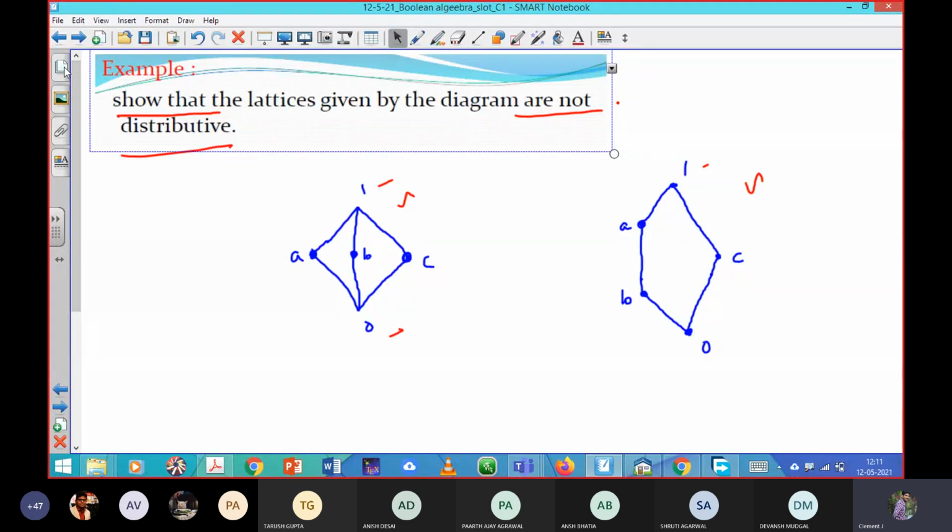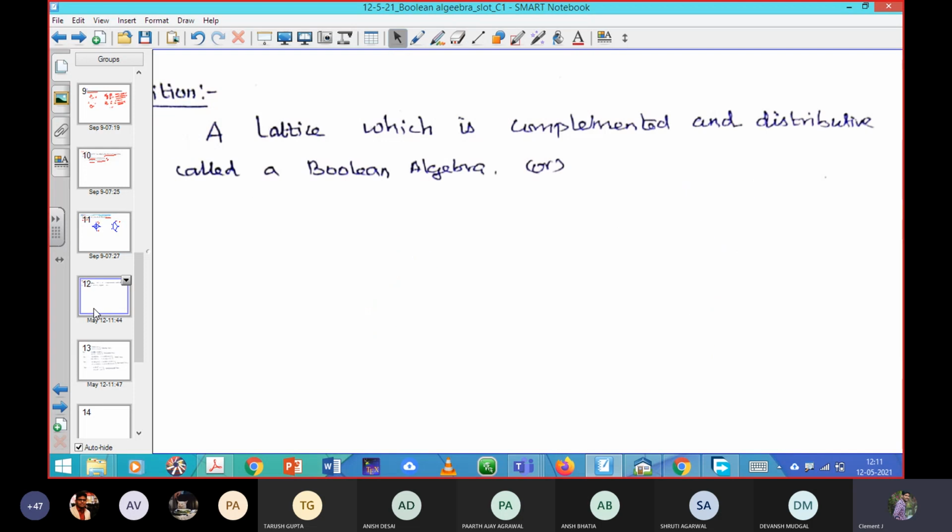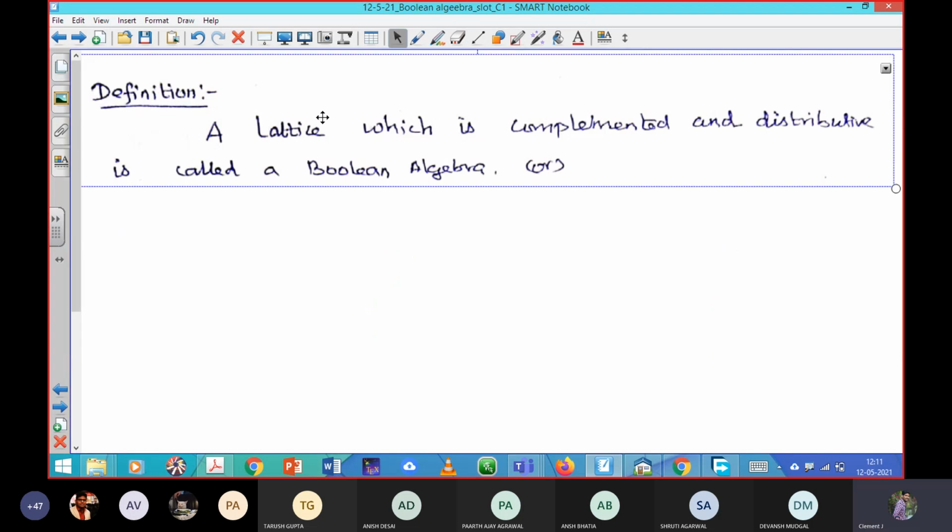Related to that, now we can enter into another model, that is the definition of Boolean algebra. If a set is a Boolean algebra, it has to satisfy two conditions. First, it needs to be a lattice. Primarily it needs to be a lattice. Furthermore, it has to be a complemented lattice. Also, it should be a distributive lattice. If it is so, then the given set is a Boolean algebra.